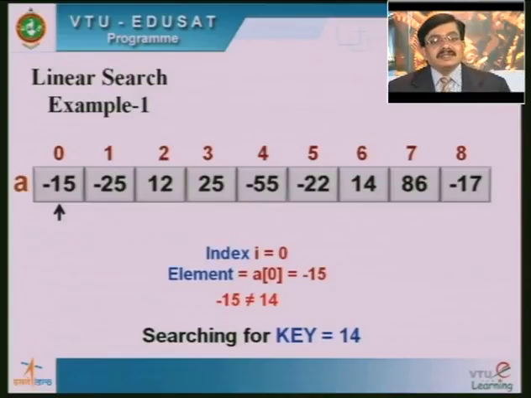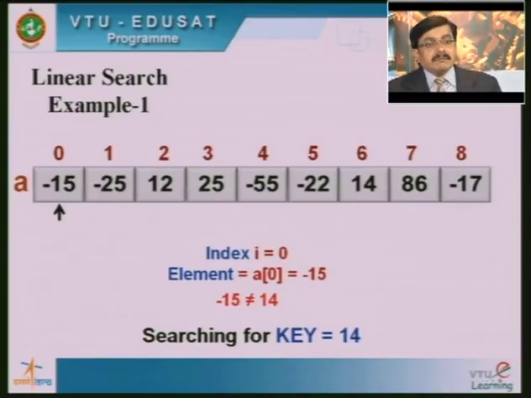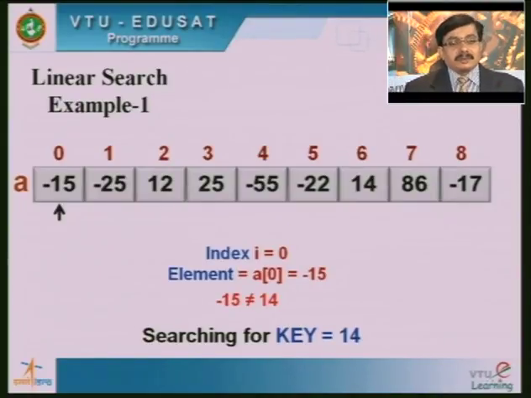Initially I assume index i is equal to 0, and here the element is A of 0, the arrow pointing to the 0th element in the array. In programming, the 0th element is, from the end user perspective, the first element. Here I say that the first element is minus 15, but from the program point of view, the index starts from 0 here.